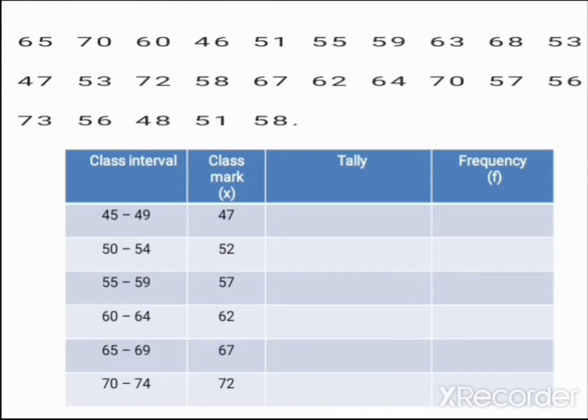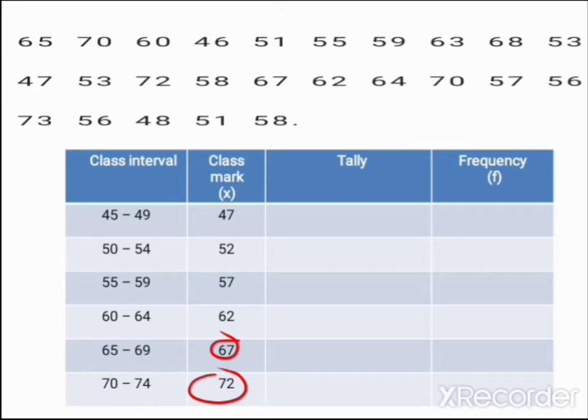Immediately you obtain your class size, we know that our class size, C, is 5. 45 plus 49 divided by 2 is 47. To get the next class mark, what do we do? Add 5 to 47, which gives 52. Then add 5 to 52, which gives 57. Add 5 to 57 gives 62. Add 5 to 62 gives 67. Add 5 to 67 gives 72. So if you continue adding the class size to the previous class mark, it will give you the next class mark.